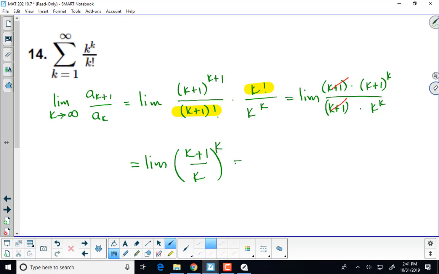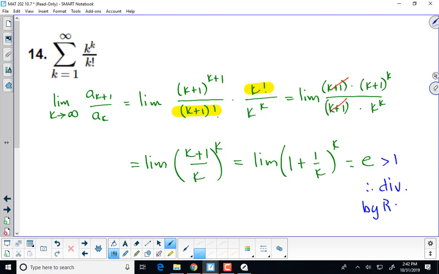So indeterminate. If you take the limit of that, I mean the derivative, isn't that just one? That looks like e. 1 plus 1 over k to the k, that is e as k goes to infinity. So, what's its relationship to 1? That's greater than 1. Oh, excellent, thank you. Yay. Less than 1. Therefore, divergence by ratio test.